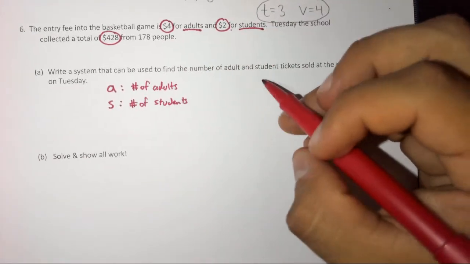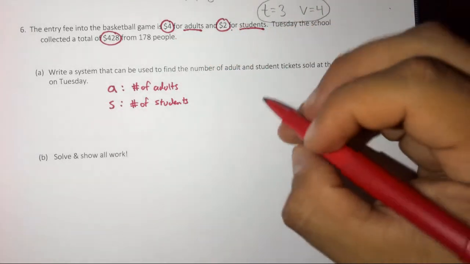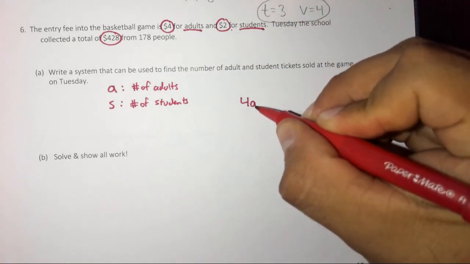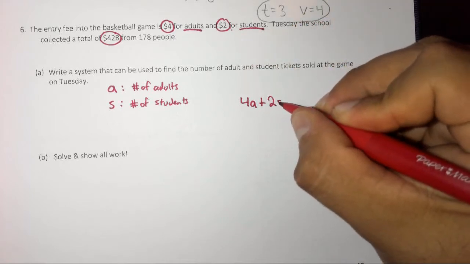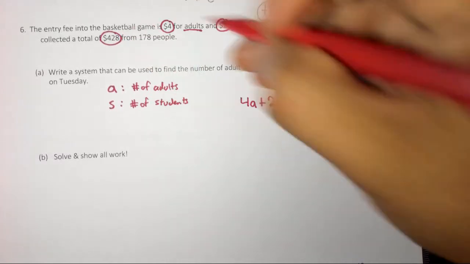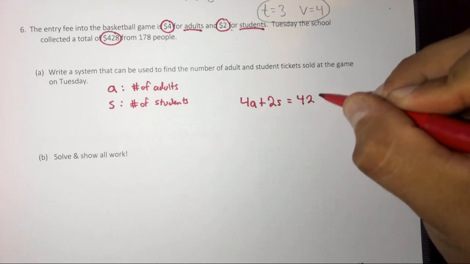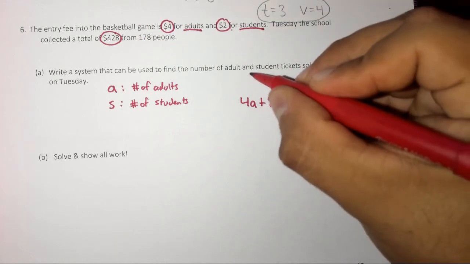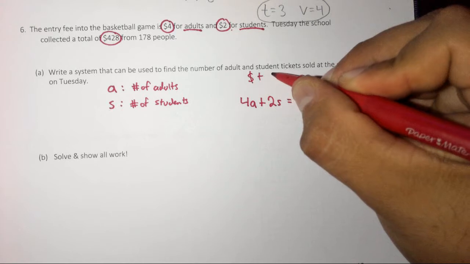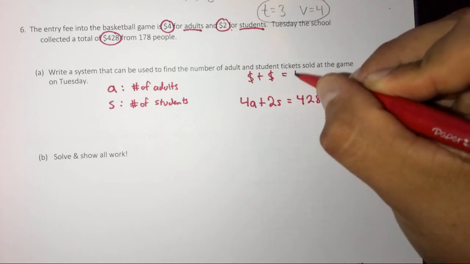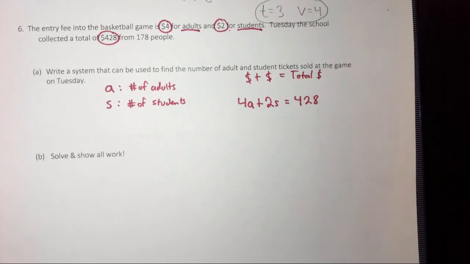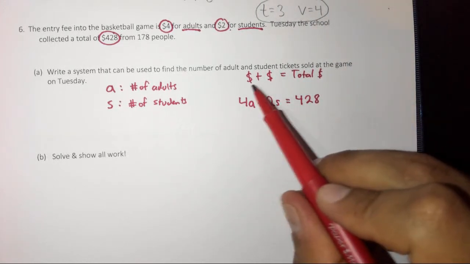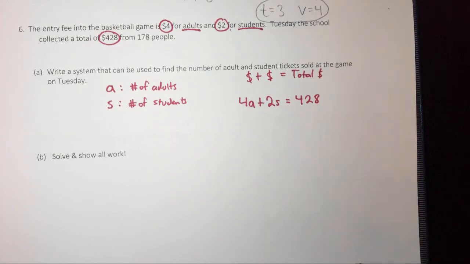Alright, so now we can write our equation. $4 for adults, I'm going to write that as 4A, plus $2 for students, I'm going to write that as 2S, equal to $428. Again, my equation is money plus money equals my total money. Right? That's my first equation. And again, you notice how all of my units are in money.